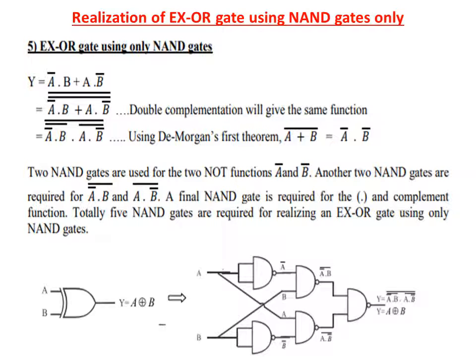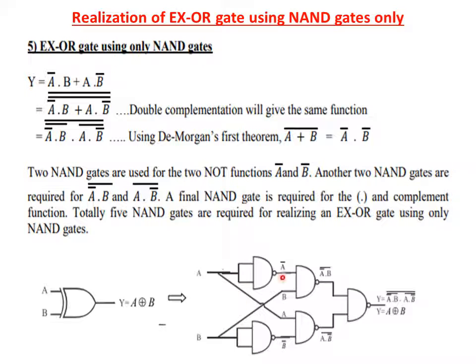XOR gate using NAND gates. The output expression for XOR gate is A bar dot B plus A B bar. Now we are taking the double complementation. Then we are applying De Morgan's theorem and finally expressing the equation in this way. Now the implementation is: we are taking the two single input NAND gates.